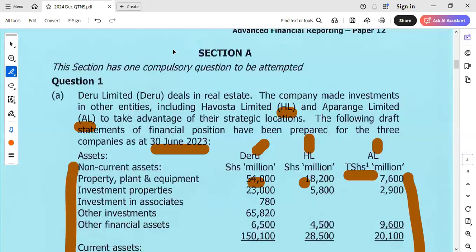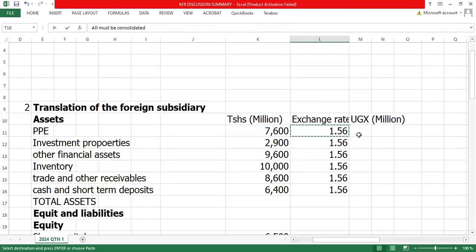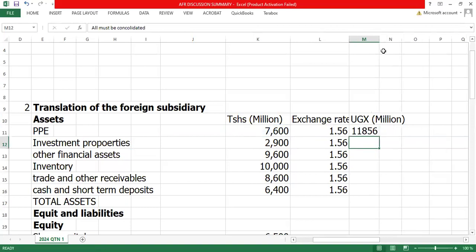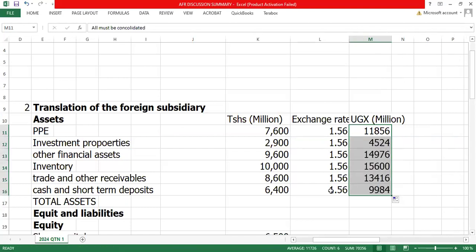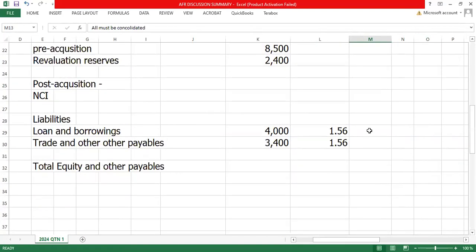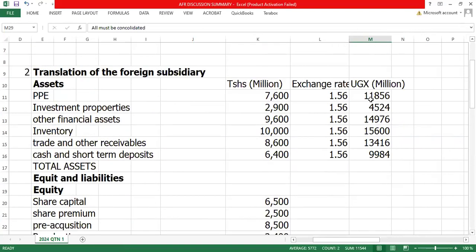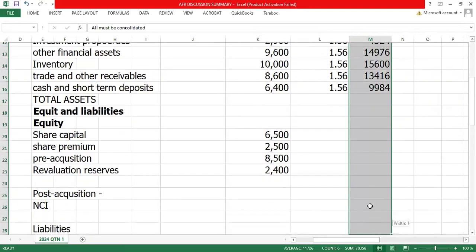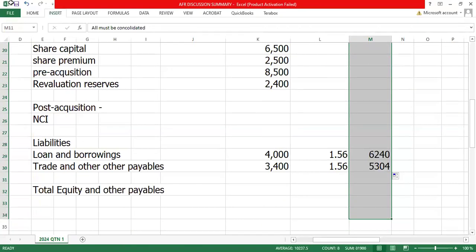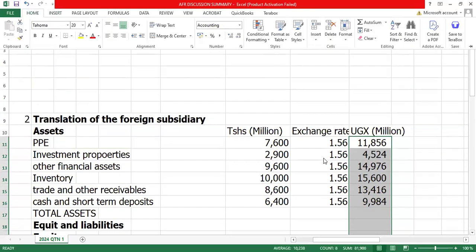Then I say that items of equity. Now, pay attention. Let me first multiply here and I get the answer. Get this times the exchange rate. So here you will be getting this. Then when it comes to this one, you get this times this. So that's what you have.